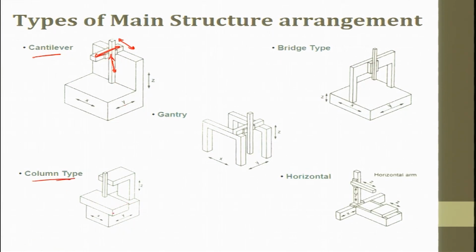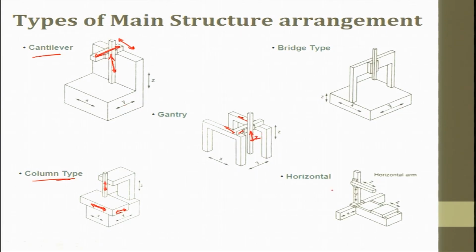The second one is column type. In column type we have a table that can move in X and Y direction, and in Z direction this arm can move. This is the column that is attached here. Similarly we have the gantry type. In this you can see this can move in X direction, this can move in Y direction, and this can move in Z direction.